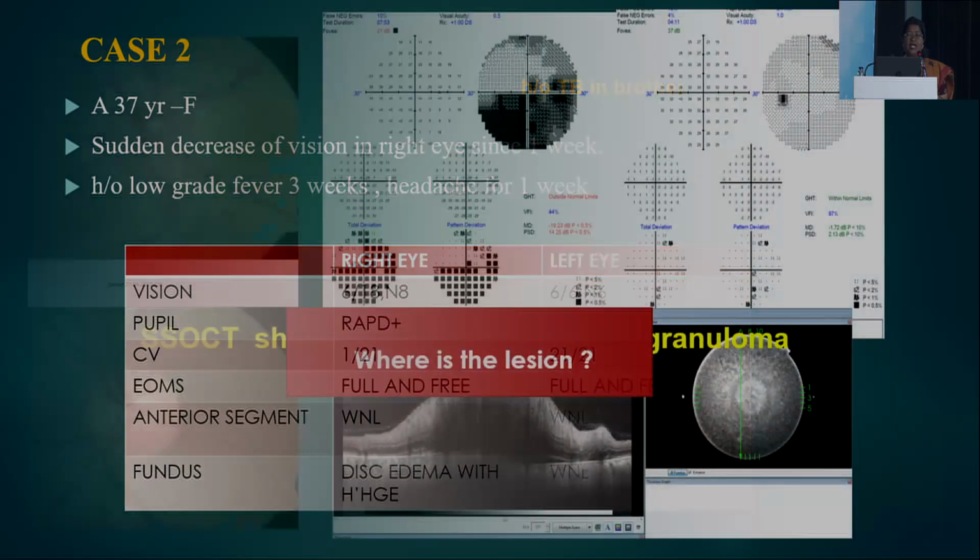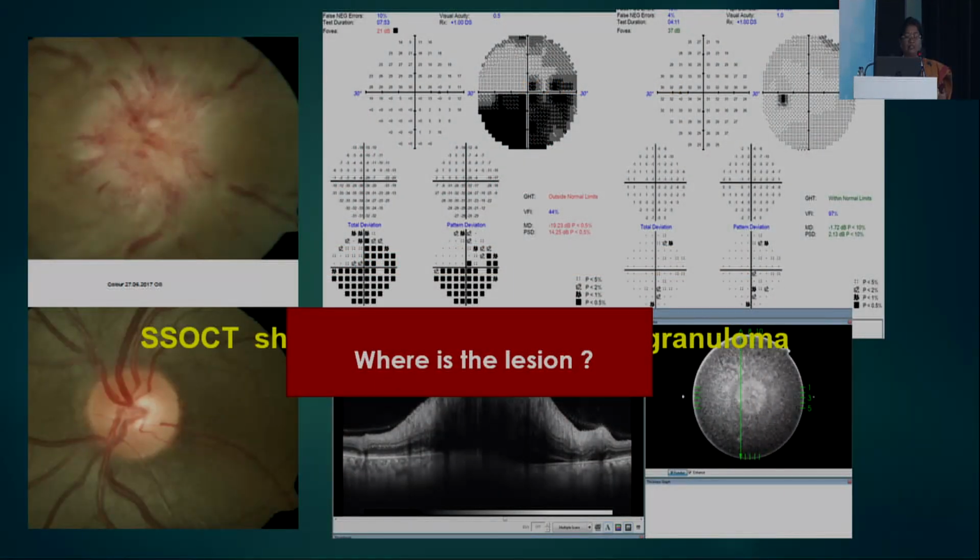And this lady, this is her fundus appearance. So she had a gross optic nerve swelling, and that's a perimeter showing a dense inferior field loss. SS-OCT is showing a gross elevation. That's a granulomatous lesion over there.